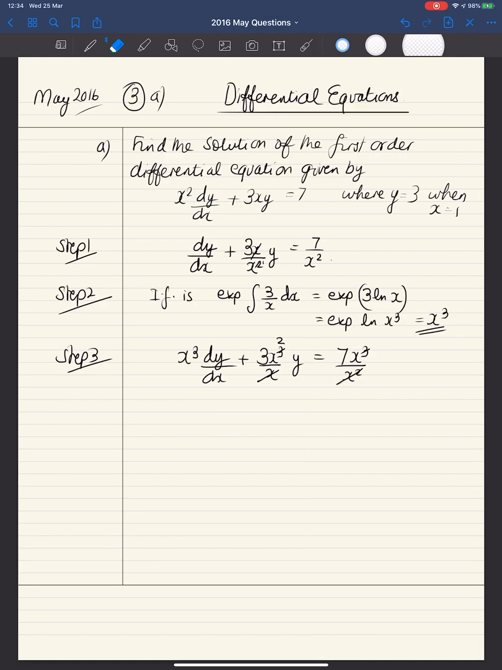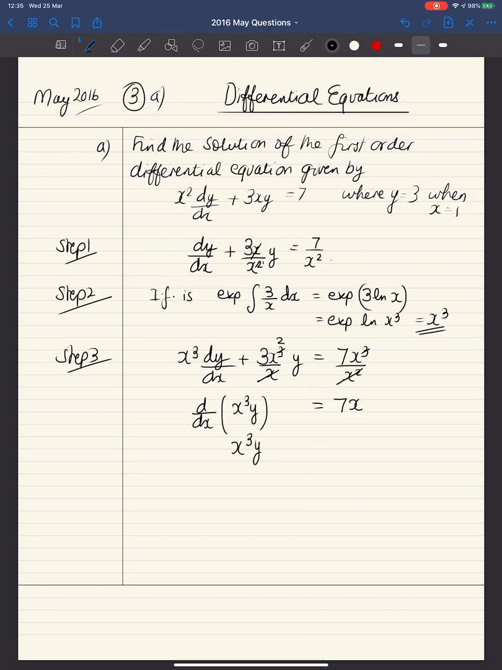Then by observation we can see that this side is d by dx of x cubed y, equals 7x. Okay, and that's because, I explained this in the integrating factor method video. If you differentiate this with the product rule, look, first times the derivative of the second is that one, then plus second times the derivative of the first, which is that one. So that's the answer of a product rule, that's the original product.